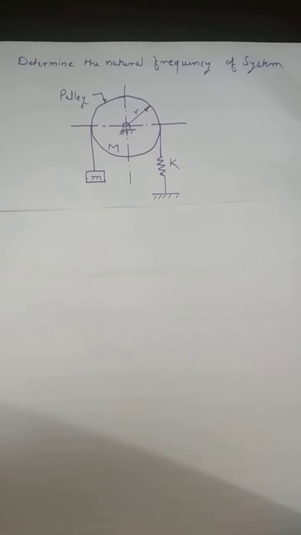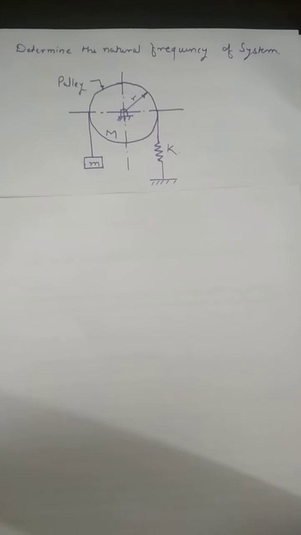Whenever we are determining the natural frequency of the system, we know there are two methods. First one is the equilibrium method or D'Alembert principle, and second one is the energy method. Now we will solve this numerical by the D'Alembert principle or equilibrium method. For that, we have to understand the physical condition of the corresponding system.